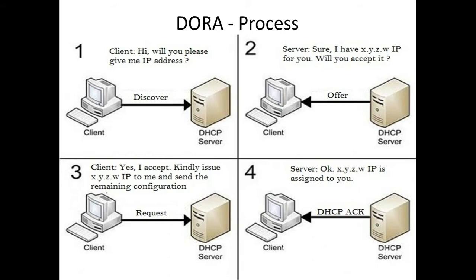The second process is the DHCP server offering the IP address. That is, the DHCP server telling the client, I have an IP address, will you accept my IP? The third process is request. The client will be requesting this DHCP server, please give the IP address on your end. The final process will be acknowledgement. The client will be receiving the IP address from the DHCP server.